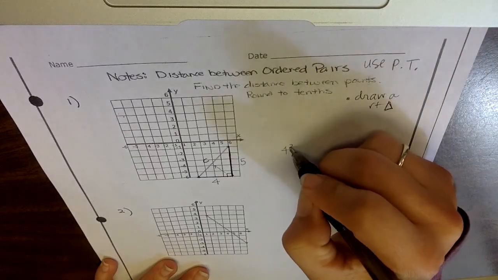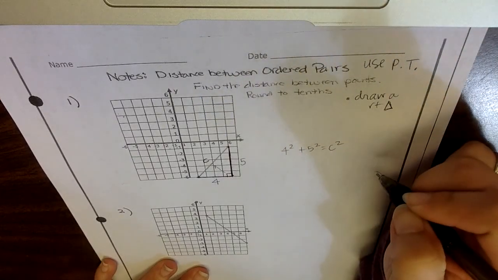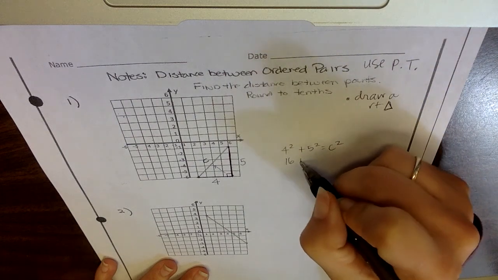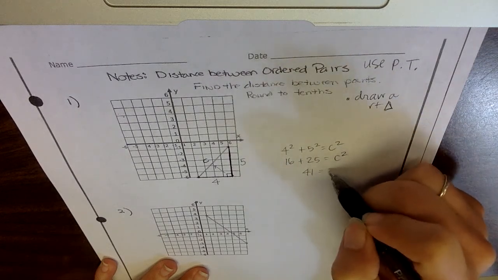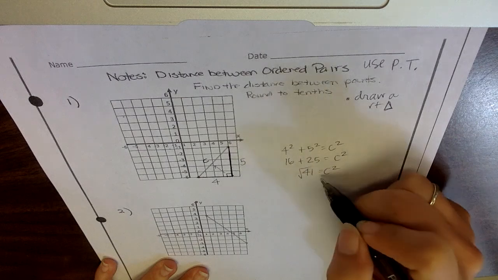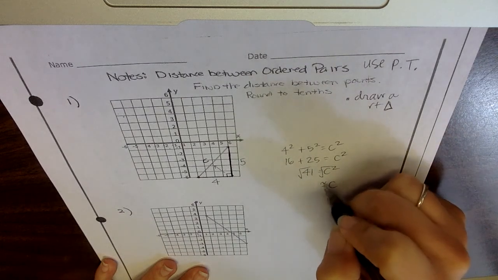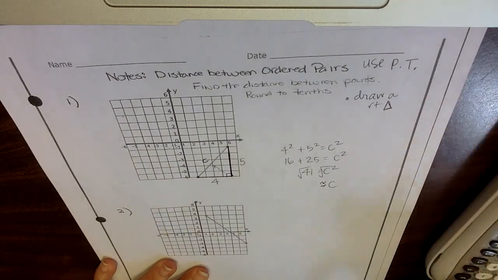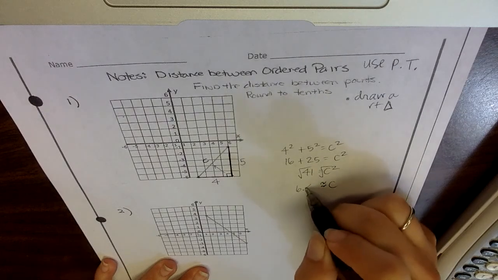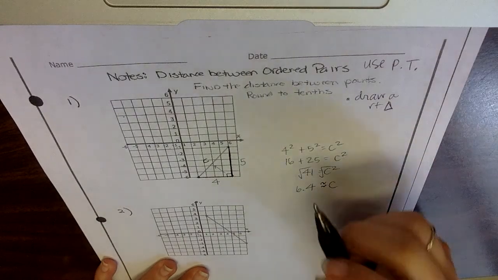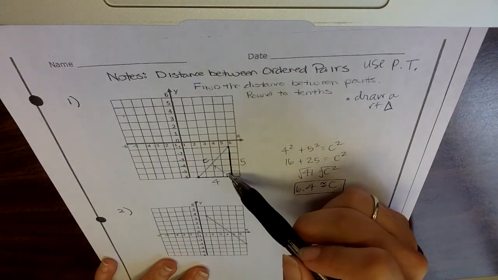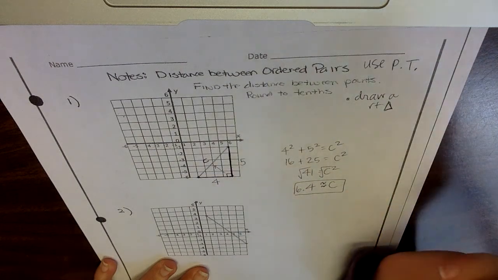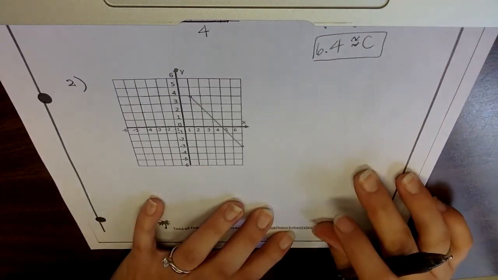So we can come over here and we can say 4 squared plus 5 squared is going to equal C squared. 4 squared is 16 plus 25. Together, that is 41 equals C squared. And then don't forget, the very last step, we have to take the square root. And C is about, you type that in your calculator. So I'm going to get my calculator, square root of 41. So it is about 6.4. About 6.4. And that is the distance between the two ordered pairs. Again, we drew a right triangle, and then we used the Pythagorean theorem. Let me show you example 2.